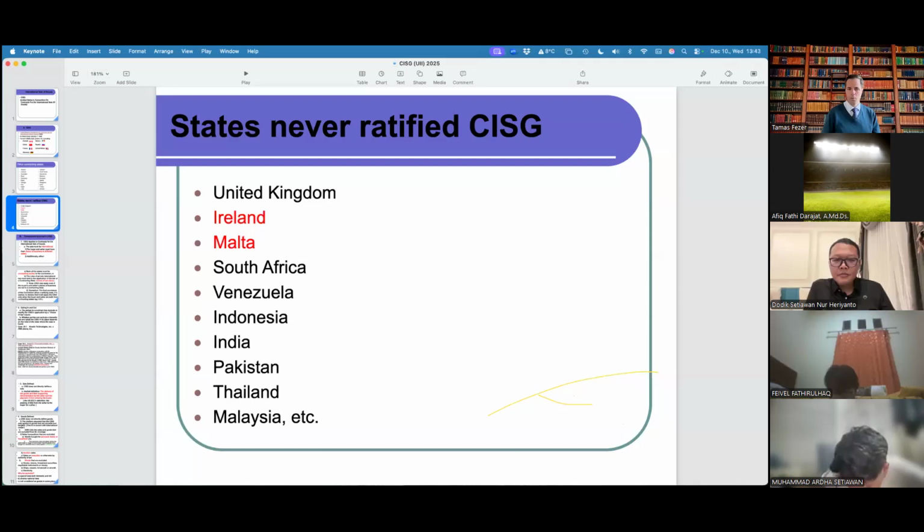Well, unfortunately, we don't really have credible data on the efficiency of the convention, on how many contracts would actually rely on the CISG.